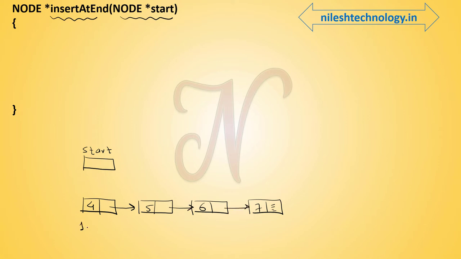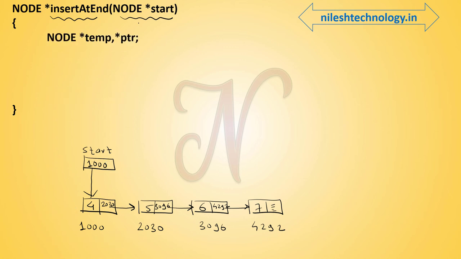Here we assume some addresses: 1000, 2030, 3096, 4292. Start is pointing to the first node, so the address is 1000. Then the addresses are 2030, then 3096, then 4292. So this is your ready linked list, which we have to pass as a parameter of this function.